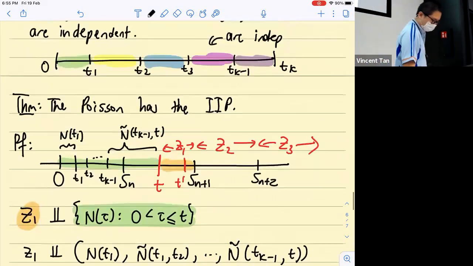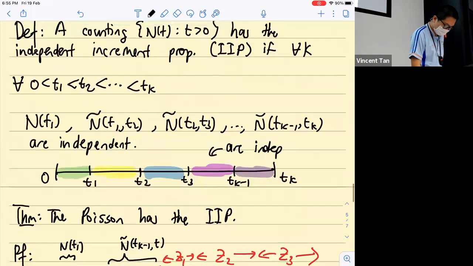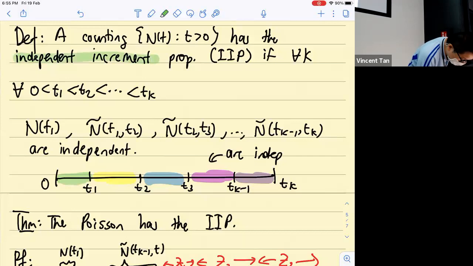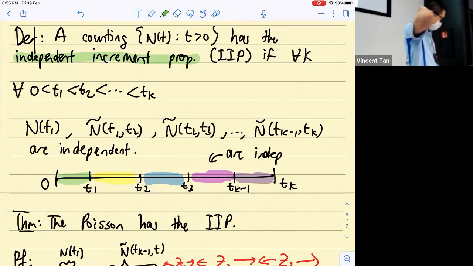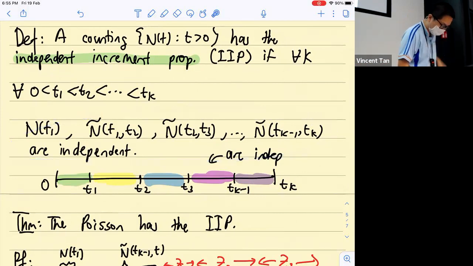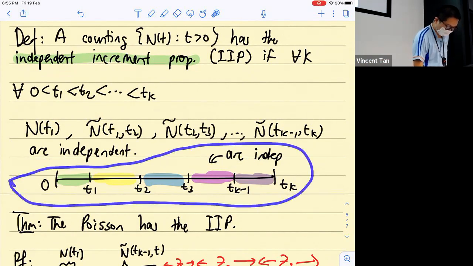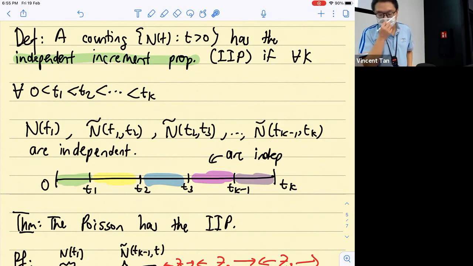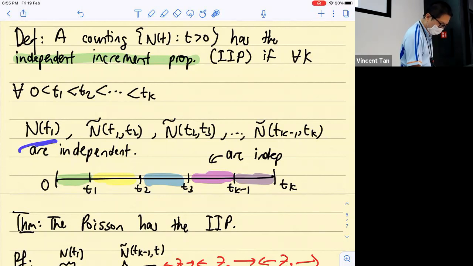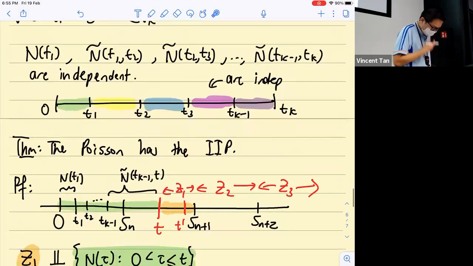What does it mean for any counting process to have the IIP? A counting process has the independent increment property if for all integers k, and for whatever way I pick these arbitrary times, this family of random variables here is independent. You don't need to look at all these expressions, just think about this picture here. The activity in these distinct intervals is independent. So the number of arrivals in each of these colored intervals is independent. That's the right way to say it.